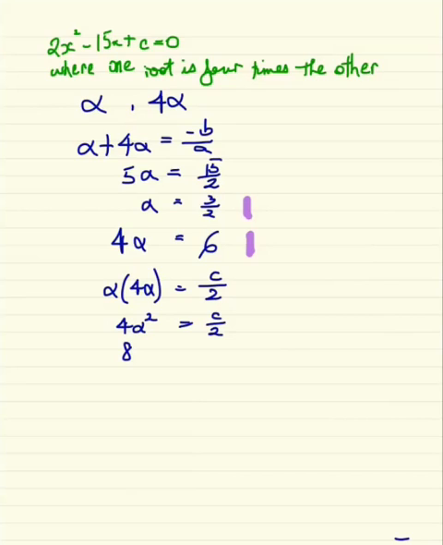8 alpha squared equals c. So c equals 8 times, now we found alpha already, 3 on 2 all squared. Now that's 9 on 4. 9 on 4 times 8, and that cancels, 2 9s are 18. So c is 18. Okay, so there's a couple of examples of how we use the roots.